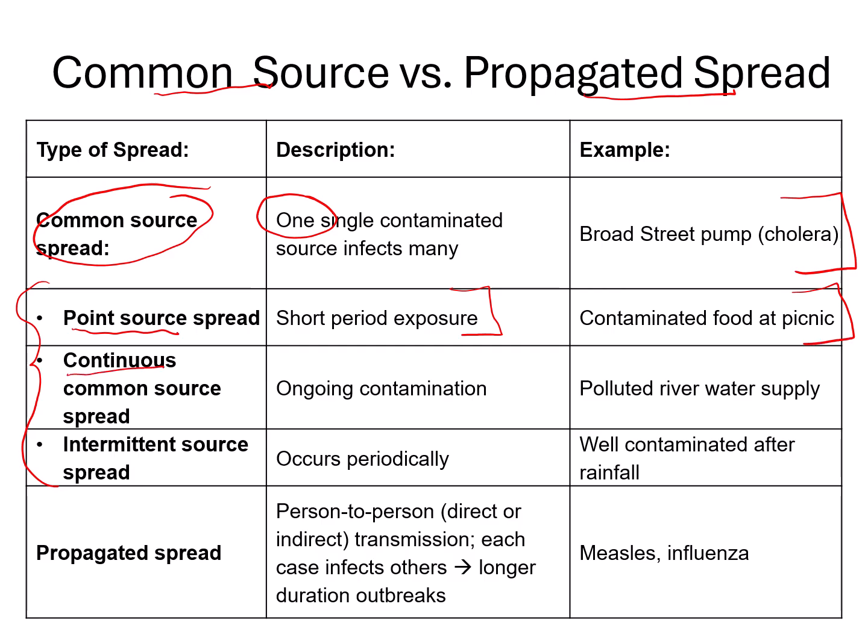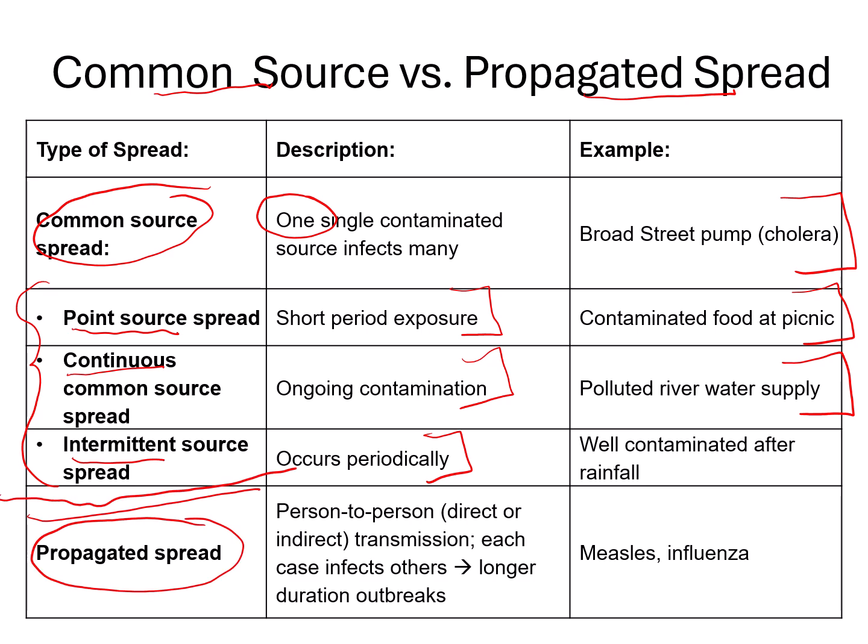In continuous common source spread, this would be ongoing contamination. For instance, the source of that London water taken downstream of the city, which was continuously contaminated with sewage from upstream. With intermittent common source spread, infections occur for a period of time, they stop, and then they begin again. So this is periodic, and we might see something like infections from a well that was contaminated only after rainfall, and that clears itself off after a short period of time until the next period of rain. So that was all common source spread.